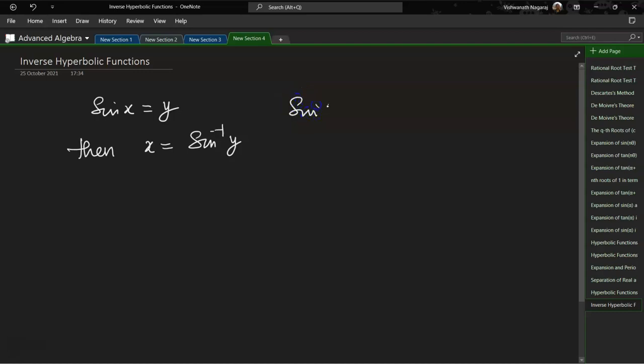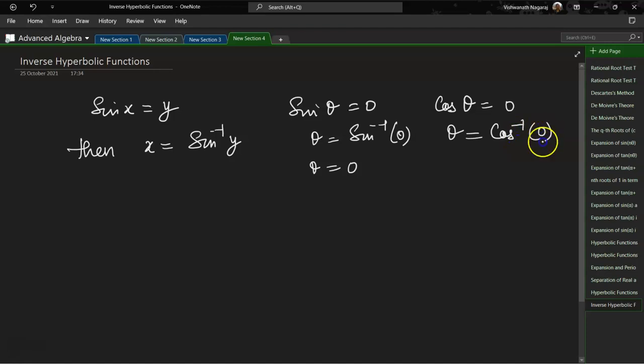For example, when we say sine theta equal to 0, we can say theta is equal to sine inverse of 0. The way we read it is, for what angle theta will the sine be 0? Sine of that angle will be 0. So in this case, theta will be equal to 0. Similarly, cos theta equal to 0, so theta can be written as cos inverse of 0, which means basically pi by 2. So this is what inverse is all about.